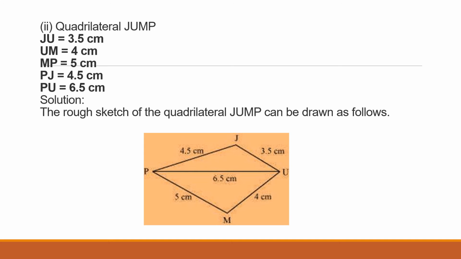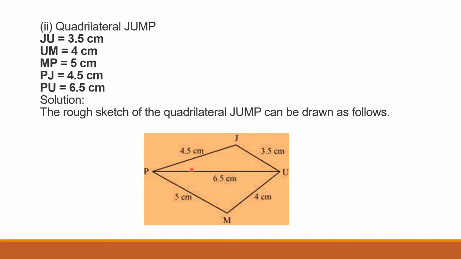Similarly, here we have question number two. A quadrilateral JUMP is given to us and all the dimensions are given to us. So just have a look at what we have done. We have drawn a rough diagram with four sides and a diagonal. So we will repeat a similar step here.